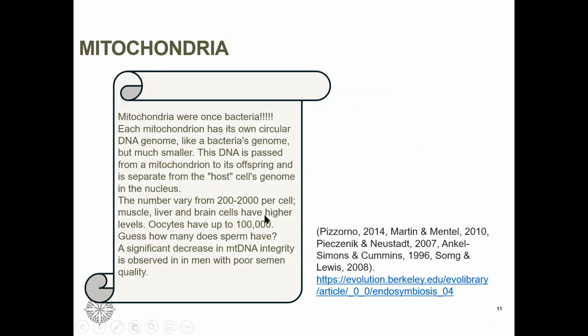Maybe this will give you an indication that the number of mitochondria can vary from 200 to 2000 per cell. Muscle, liver, brain have higher levels. Oocytes have up to 100,000. Can I ask you people to speculate how many mitochondria could be there in a sperm?